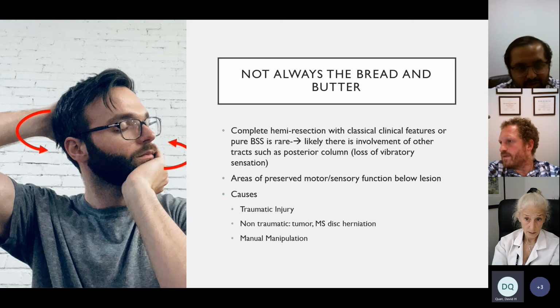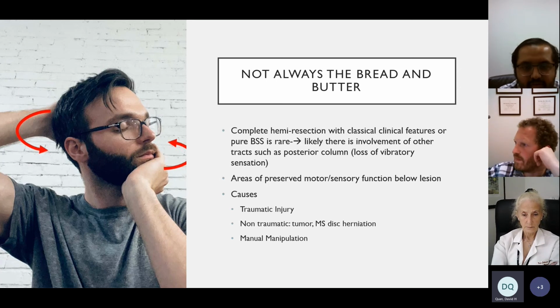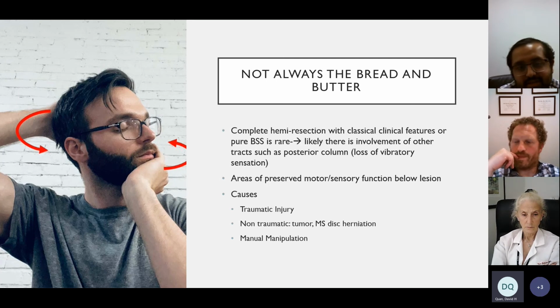Right here, demonstrated by Dr. Walker, is one of the causes of Brown-Séquard syndrome, although very, very rare. Hence, he had a case report on it, which occurred from manual manipulation. Other causes, as we mentioned, are traumatic and non-traumatic. You can have areas of preserved motor and sensory function as well, which can make the diagnosis really hard. The purpose of this slide is to talk about the fact that what we learned from the textbook may not always be represented in real life. Many times patients don't have all these pure findings that I just attributed a slide ago. And depending on where this hemisection lesion is, other tracts may be involved as well, such as the posterior column.